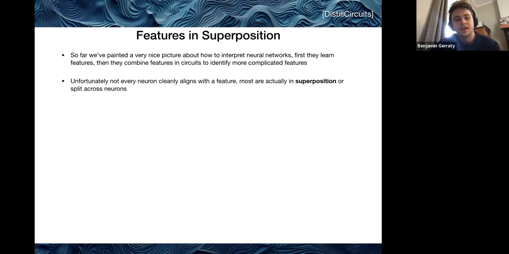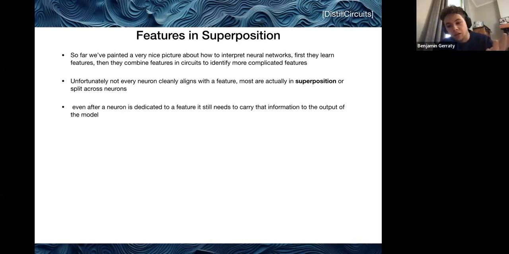Often, not every neuron will align with a given feature. Like I showed you before, we had that dog head feature that aligns with that neuron. Similarly, the feature car body aligns with the car I showed you. Most neurons you see are actually what we're going to call polysemantic or in superposition, meaning that it's doing multiple things at once. It's trying to represent multiple features.